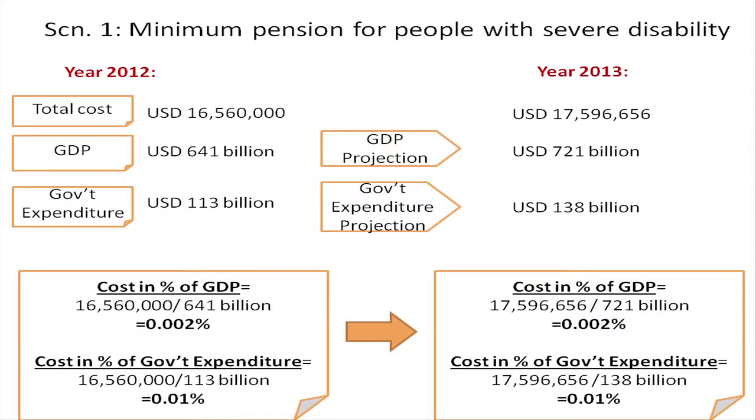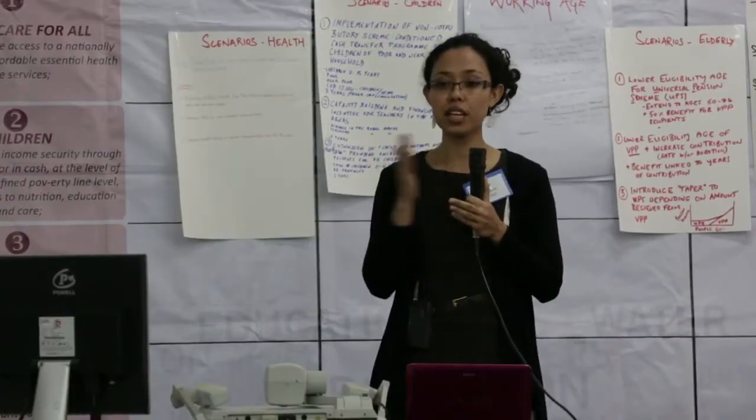So this is what we have. Cost in percent of GDP is the total amount divided by GDP. So it's 0.00, very small for this scheme. And cost in percent of government expenditure. And then you apply the same using the new figure from next year based on projection. So basically, from year 1 to year 2, that's how it works.